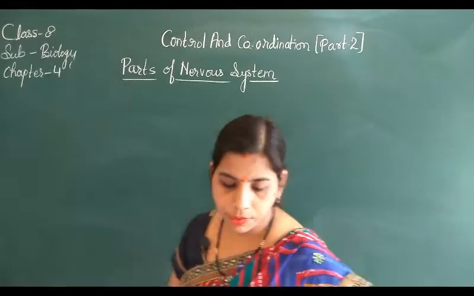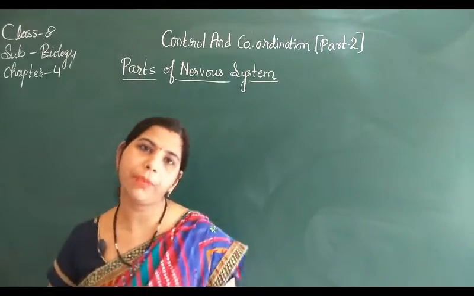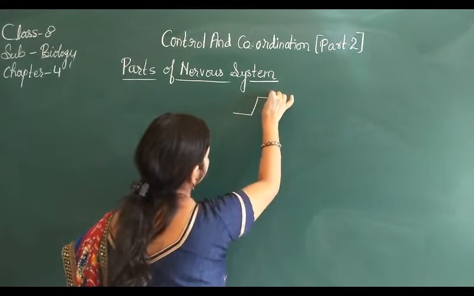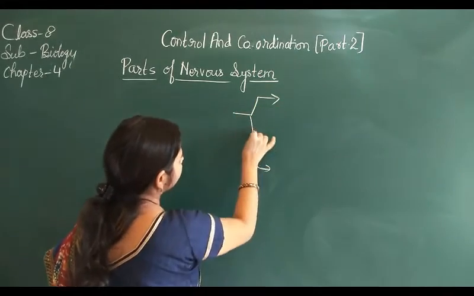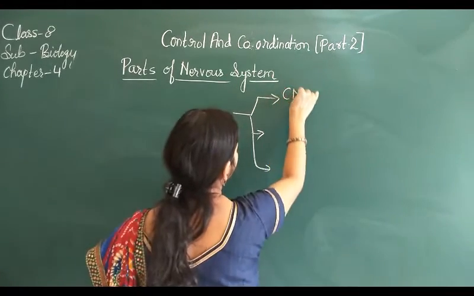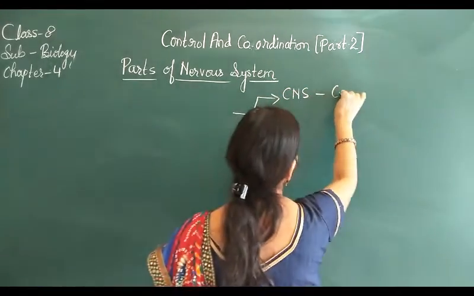So the human nervous system has three different parts. That means our complete nervous system is having three parts, and the first part is known as the CNS, the full form of which is central nervous system.